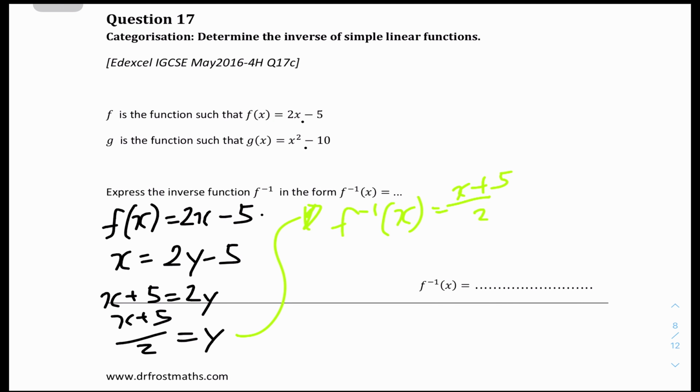And you can further simplify this by taking the 1 over 2 out, like so, and that's the final answer. So f inverse would be half x plus 5.